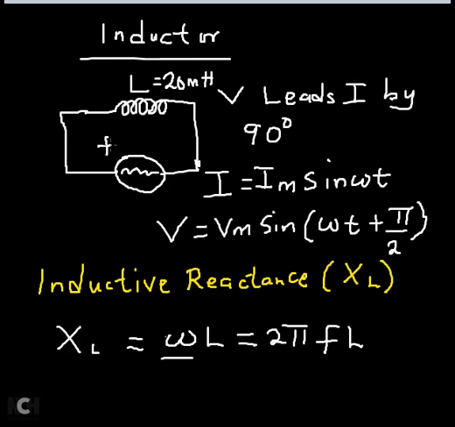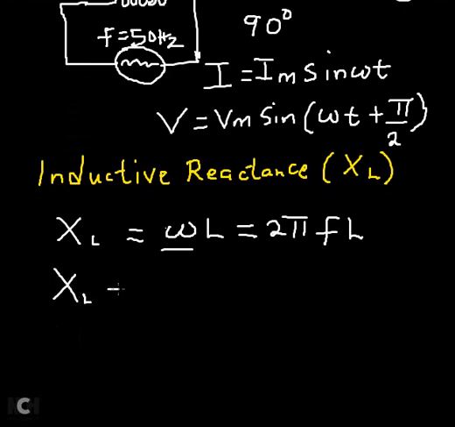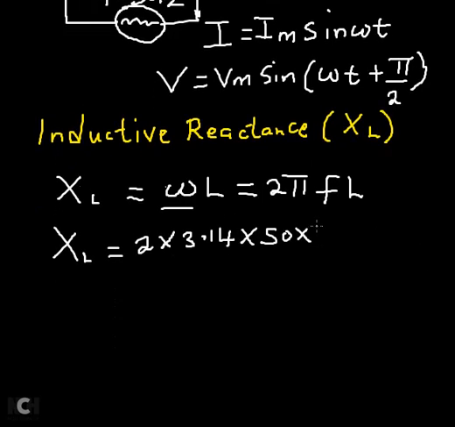In an alternating current whose frequency is, let's say, 50 hertz, if I'm to evaluate the inductive reactance, it is going to be equal to 2 pi f L: 2 times 3.14, multiplied by the frequency 50, then times the inductance, which is 20 millihenry. 20 milli is 10 raised to the power of minus 3. So here we go.